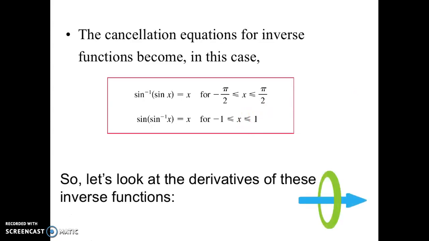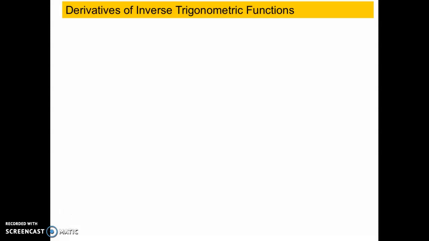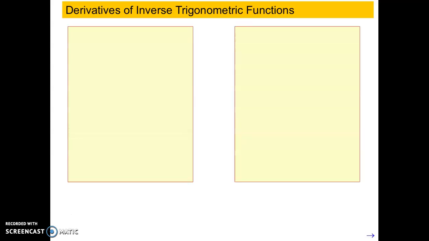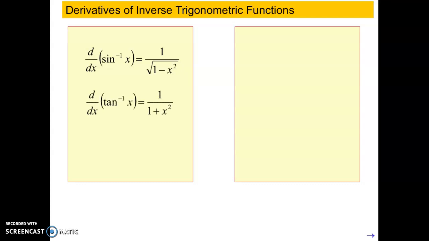So now let's look at the calculus part of this, and let's give you the 6 inverse trig functions' derivatives. First is the derivative of inverse sine. The derivative of the inverse sine function is equal to 1 over radical 1 minus x squared. The derivative of the inverse tangent function is 1 over 1 plus x squared. And the derivative of the inverse secant function is equal to 1 over the absolute value of x times radical x squared minus 1.